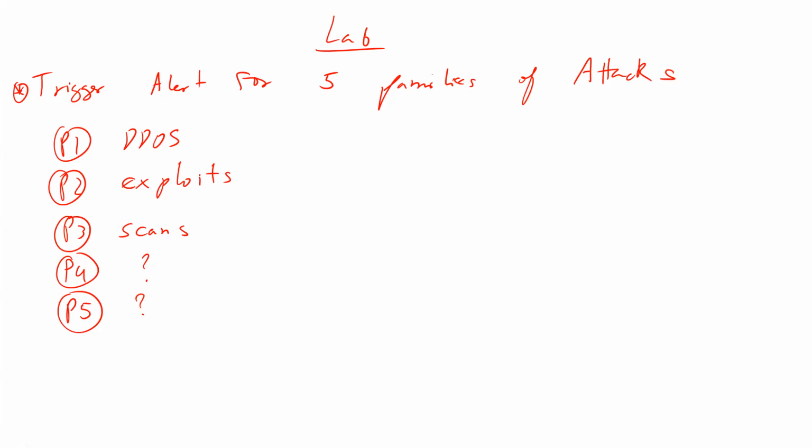other families. It can't be DDoS attacks. It can't be exploit attacks. It can't be scans. That being said, there are really hard ones and there are easier ones. So I'm letting you explore all the rules, all the signatures in Snort, and find 2 more families, and then again, trigger the alerts for those. You have to tell me, okay, I'm going to trigger these alerts for these families, and that's it.